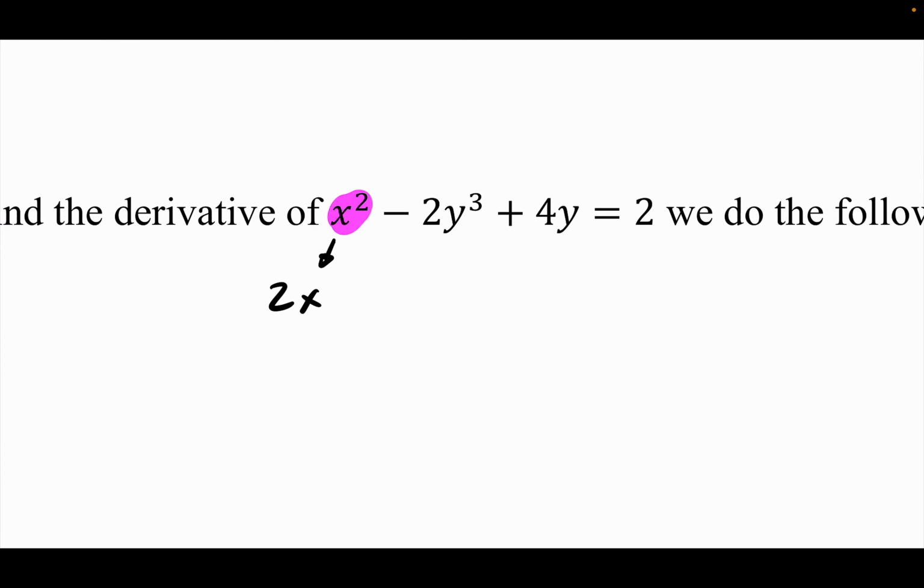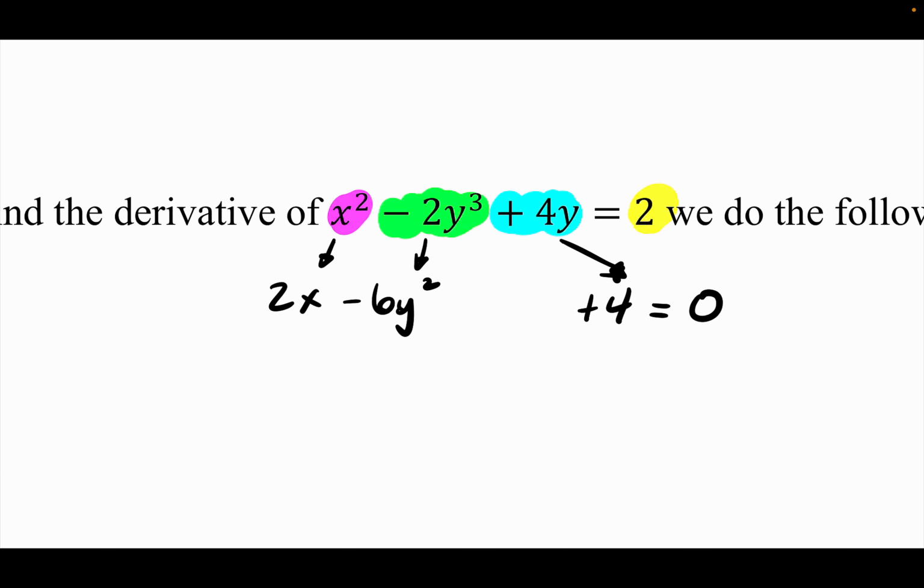Agree. What do you think the derivative of this guy would be? Negative 6y squared. You're right. You're absolutely right. And then the derivative of this guy, 4, would just be 4, right? Positive 4 equals. And then what would the derivative of 2 be? 0. So it would equal 0, right? You're right.